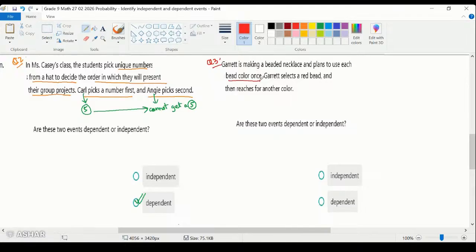Color once only. He selects a red, then he reaches for another. Can he select two reds? He cannot, right? So what should be the answer? Yes, they are dependent, right? Agreed. Thank you. They cannot be independent because it needs to be chosen once. There is a given condition, right?